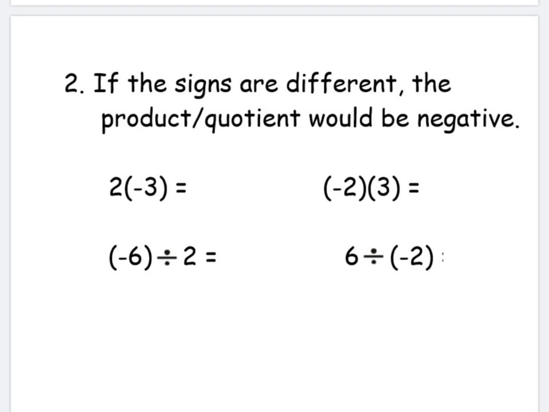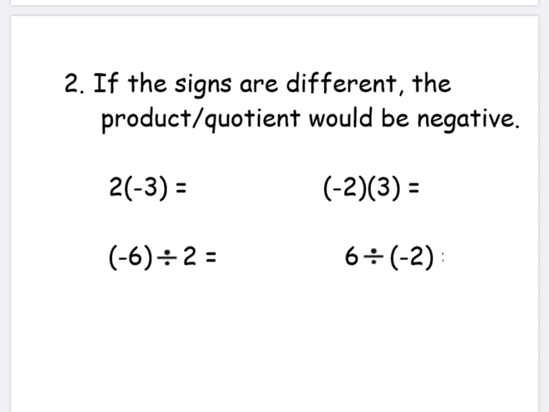The other rule for multiplying and dividing integers is if the signs are different, so you have one positive number and you have one negative number, the product and the quotient is going to be negative. So you still multiply or divide the same, but your answer is negative when you have one sign that's positive and one sign that's negative.